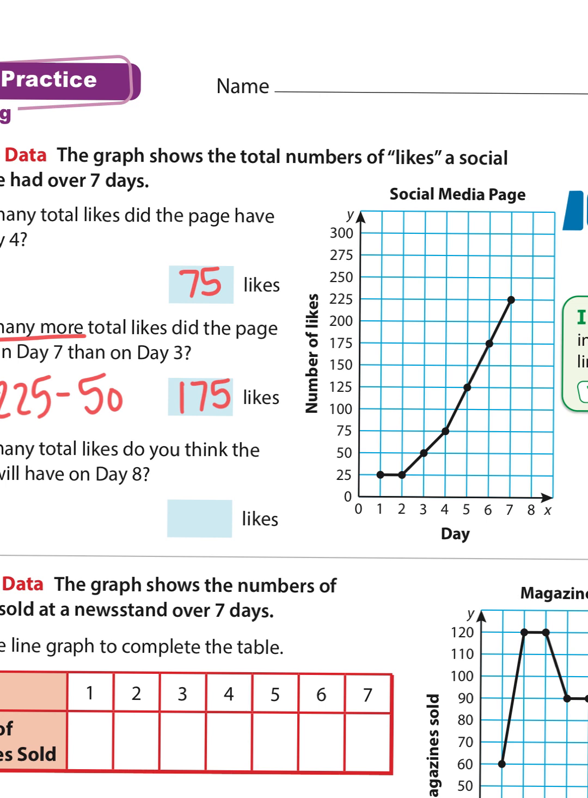Okay, number 7 says, how many total likes do you think the page will have on day 8? Look at my current trend right now. From 4 to 5, I increased how much? From 75 to 150. 50. From day 5 to day 6, I increased another 50. From 6 to 7, I increased another 50. So if I kept that same pattern, I could assume that on day 8, I would increase another 50, and I would have how many likes? 275.